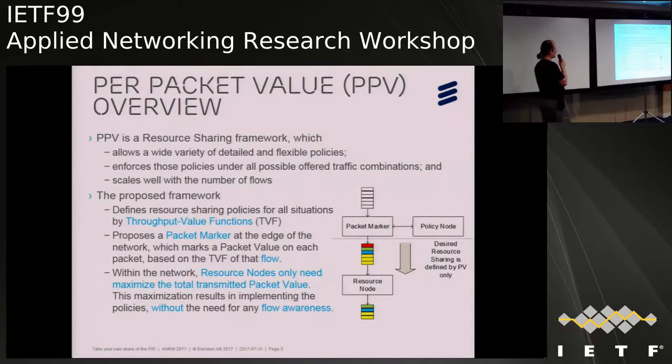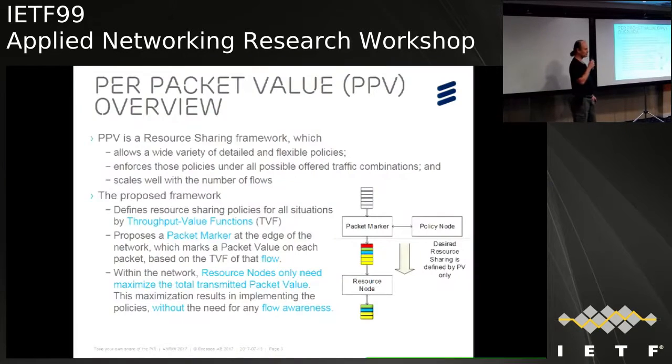So what is the per packet value framework? It's a resource sharing framework which allows a wide variety of detailed and flexible policies. It enforces these policies under all possible offered traffic combinations and scales well with the number of flows. It defines resource sharing policies for all situations by throughput packet value functions. It's done, for example, in a policy node. Then it proposes a packet marker at the edge of the network, which marks a packet value on each packet based on these throughput value functions belonging to that flow. So that's at the edge.